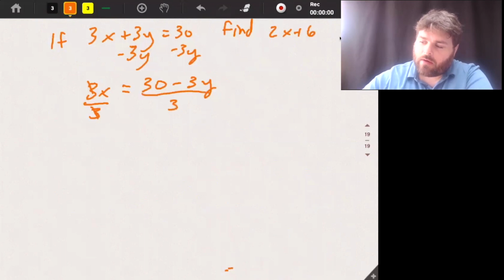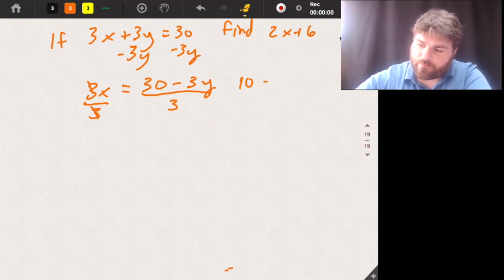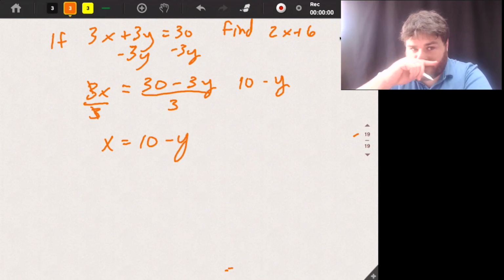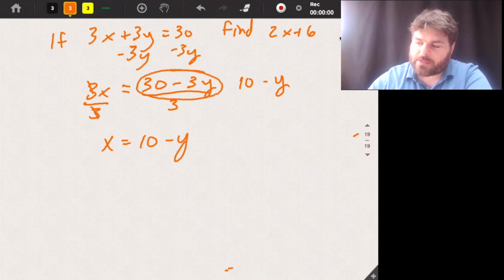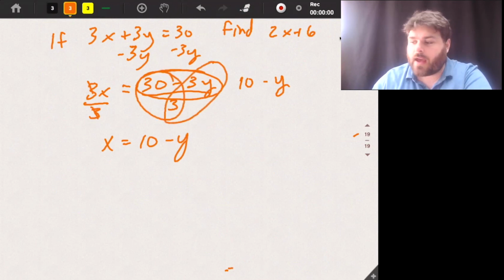Now what I have to do here is sort of distribute using division. All right, this is 10 minus y. So x is 10 minus y. What I'm saying is when I divide multiple things by a number, I have to divide each part by the number. It's kind of like distributing, so 30 divided by 3 is 10, and negative 3y divided by 3 is negative y. So I've solved for x.